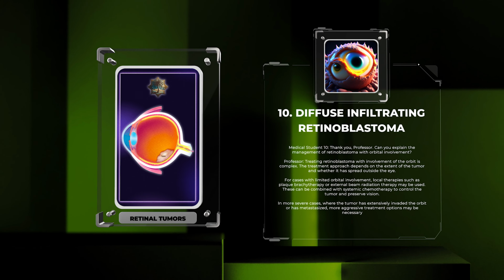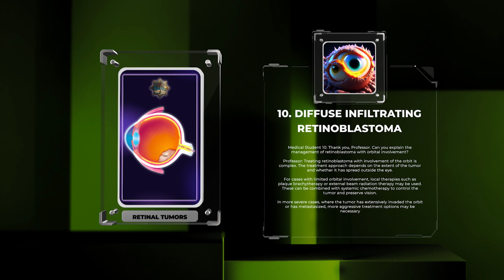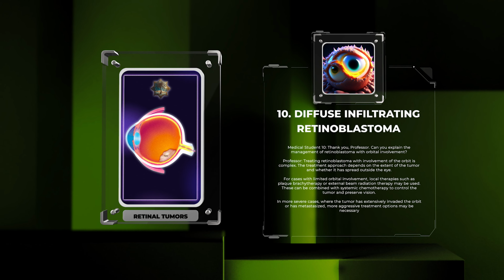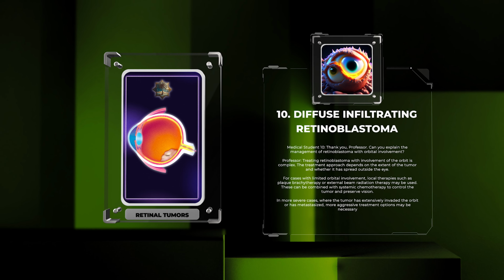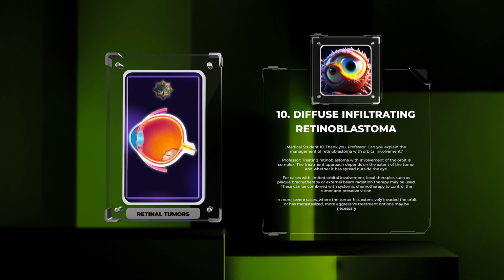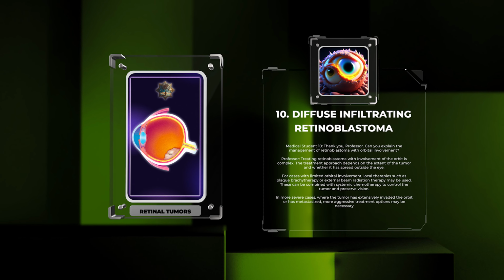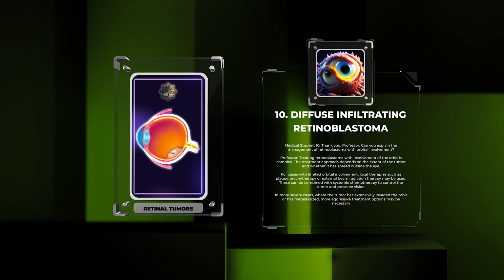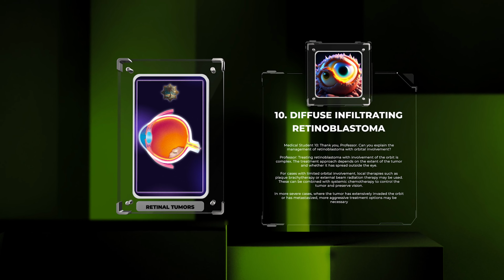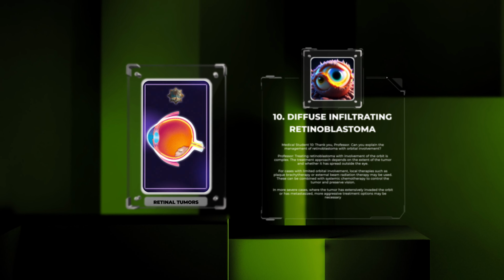Professor: Treating retinoblastoma with involvement of the orbit is complex. The treatment approach depends on the extent of the tumor and whether it has spread outside the eye. For cases with limited orbital involvement, local therapies such as plaque brachytherapy or external beam radiation therapy may be used. These can be combined with systemic chemotherapy to control the tumor and preserve vision. In more severe cases, where the tumor has extensively invaded the orbit or has metastasized, more aggressive treatment options may be necessary.